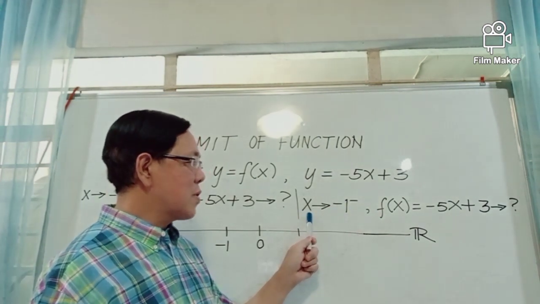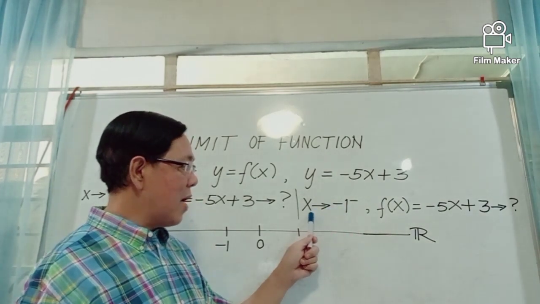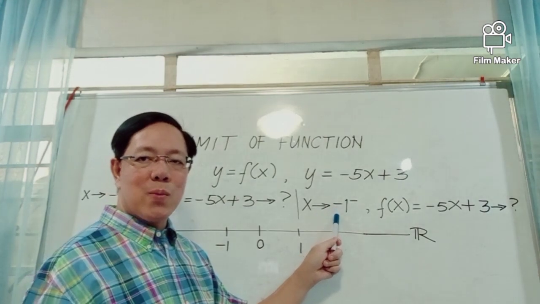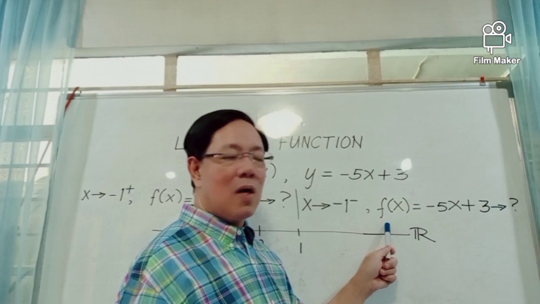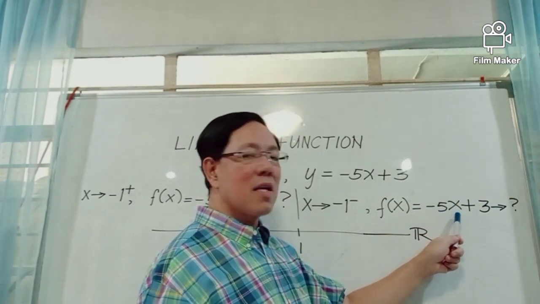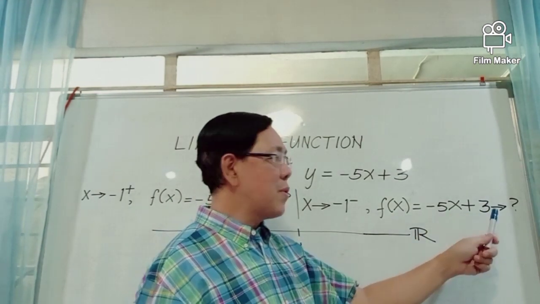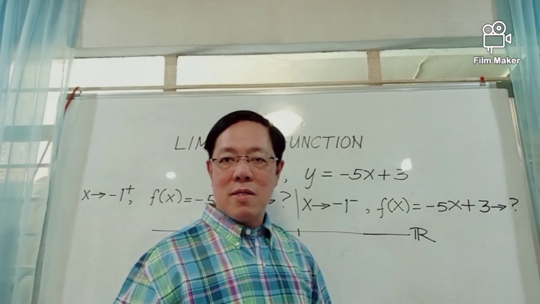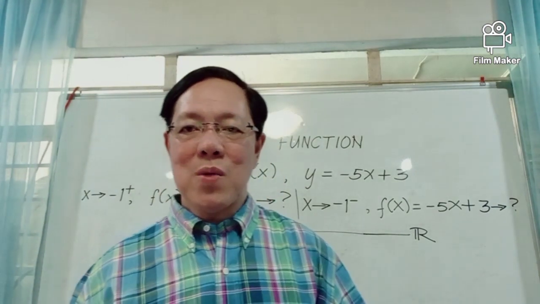If x approaches negative 1 from the left, or through values of x from the left of negative 1, we investigate what happens to the values of the function f of x equals negative 5x plus 3. Will the function values also approach a certain number? We will find out in our investigation.